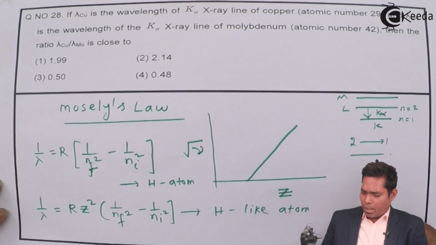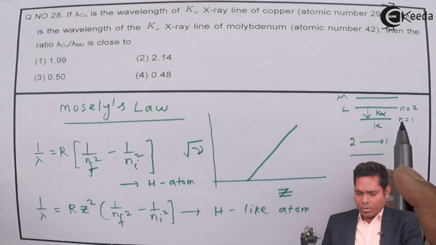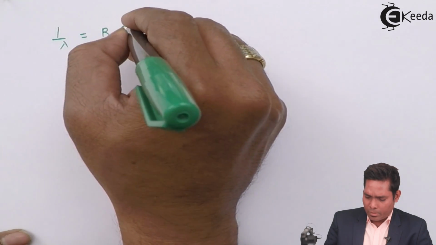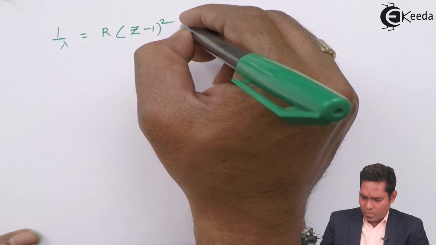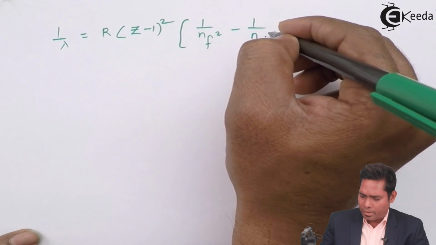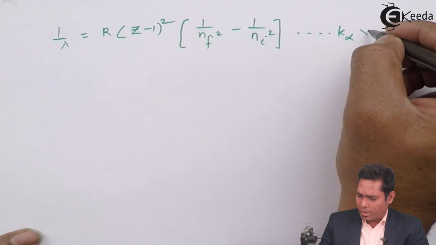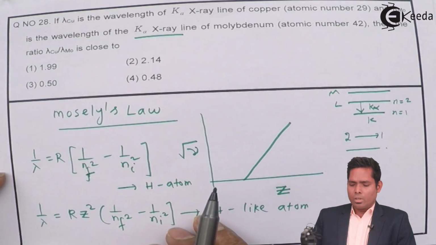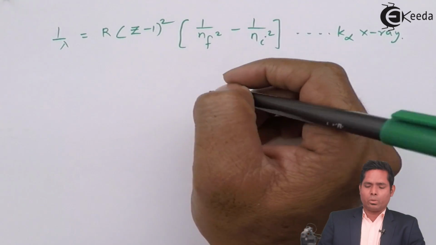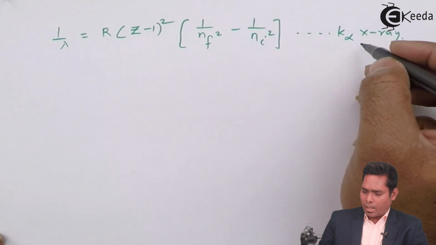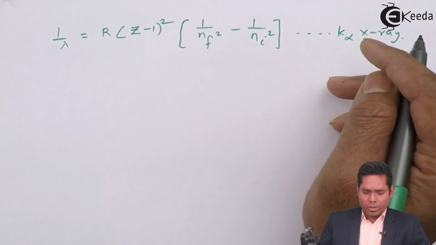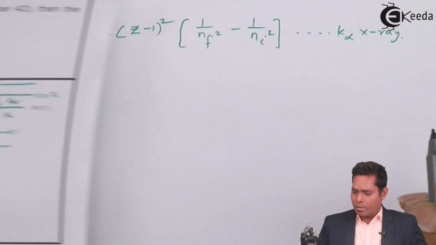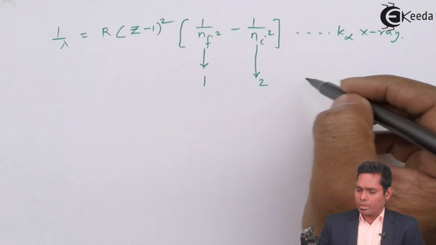But in this case we have K alpha. So for that, 1 by lambda equals R into, in place of Z it is Z minus 1 the whole square, and 1 upon n final square minus 1 upon n initial square. This is the equation we are going to use for K alpha X-ray. Because it is alpha, this transition is from 2 to 1, as I told you. So n final is 1 and n initial is 2.